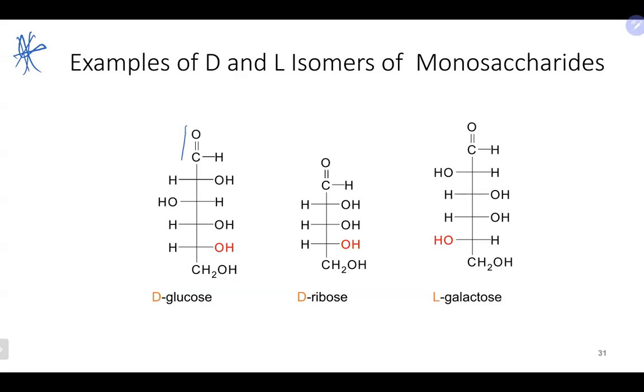Glucose here is an aldehyde, so it's an aldose. It also has 6 carbons, 1, 2, 3, 4, 5, and 6. This again is D-glucose because of the furthest chiral carbon. How many chiral carbons does glucose have, by the way?